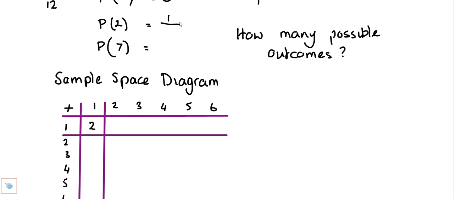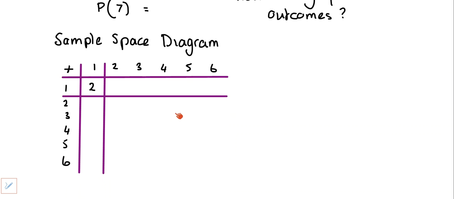36. Confused? Oh, 6 times 6. How many outcomes are there? Now this is what confuses people to start with.